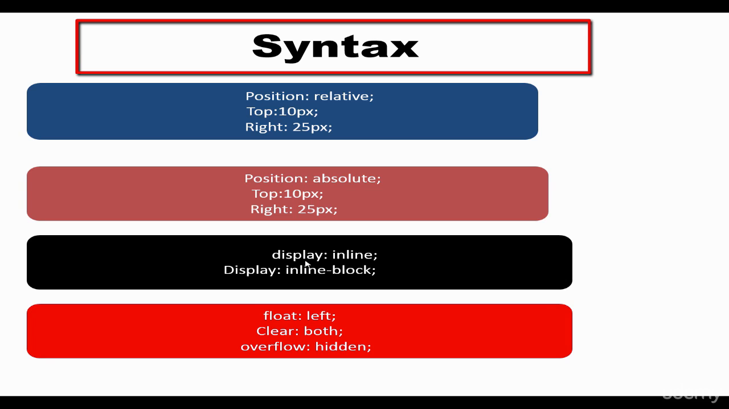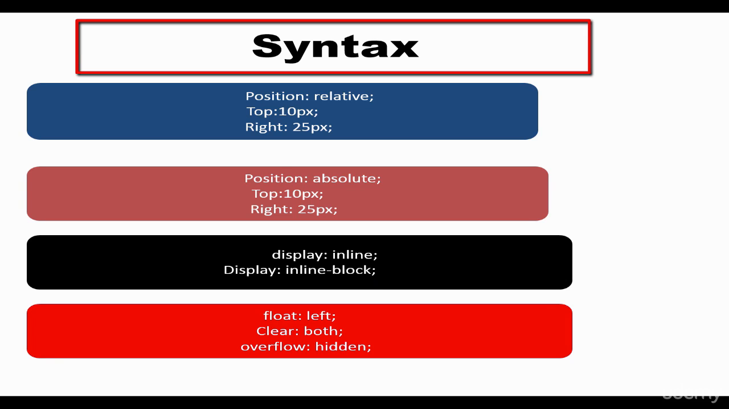Next, the display. The display property is used to determine how an element is displayed. By default, when they are created, they're either displayed inline or as block elements. Block elements are displayed on separate lines, while inline elements are stacked up horizontally. So you can use the display property to determine where or how an element is displayed. Inline means stack them up horizontally. Display inline-block means stack them up horizontally but as block elements.